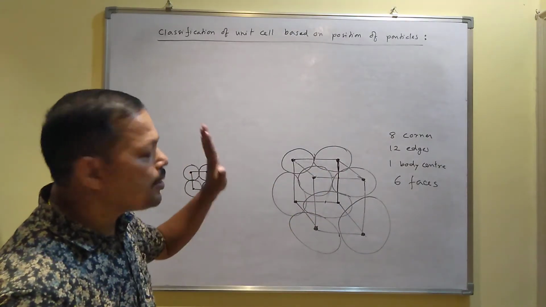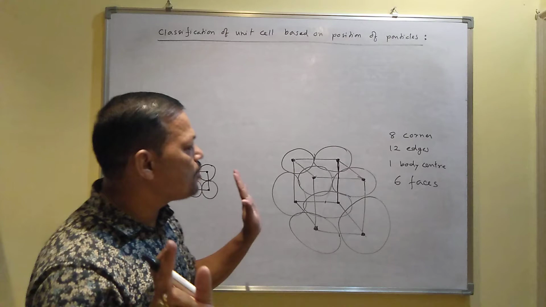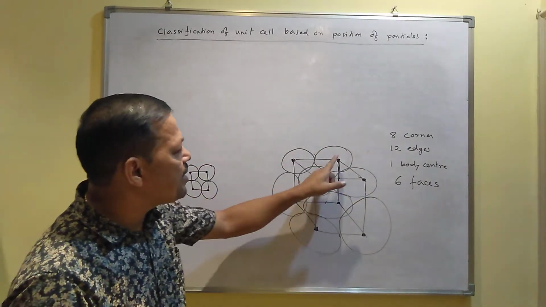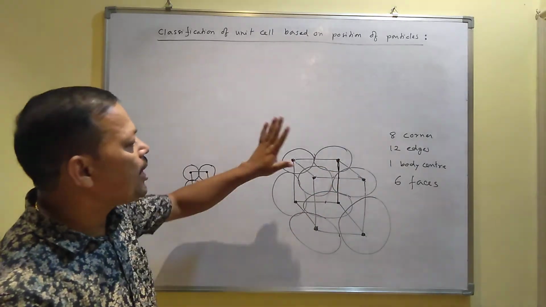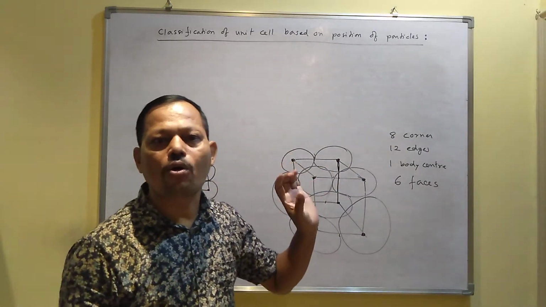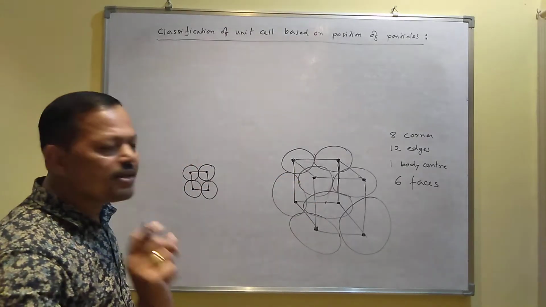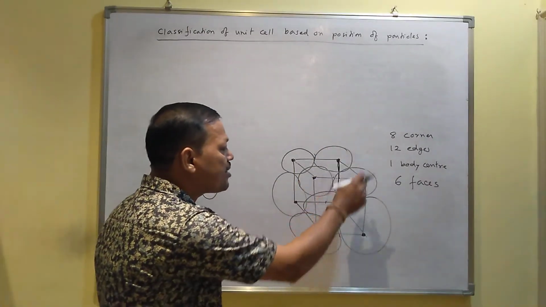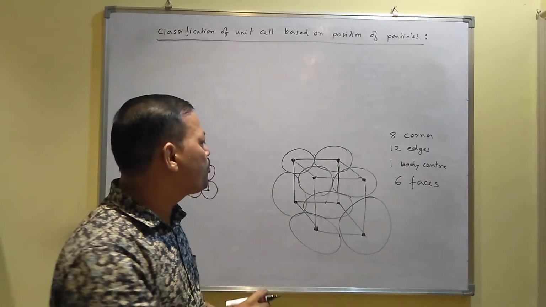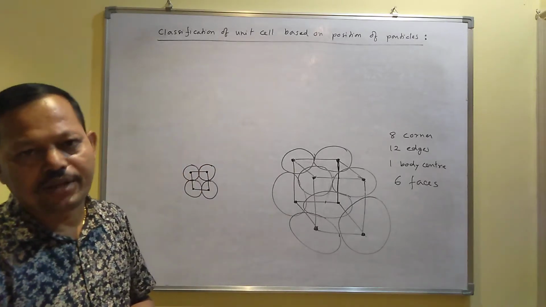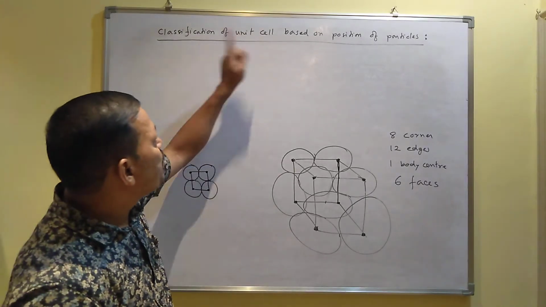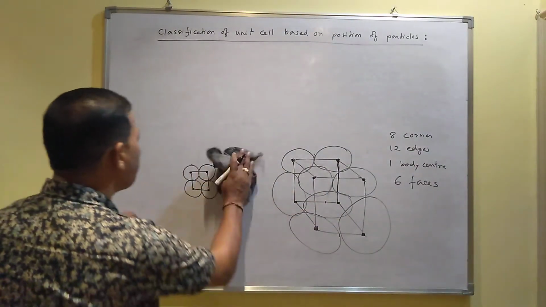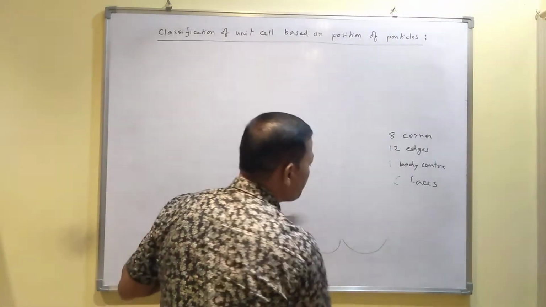If the particles are present only at the corners, not in other positions, the particles may be present in other positions, but if the particles are present only at the corners of the cube, then that type of unit cell is called simple unit cell or primitive unit cell. But there are some unit cells in which the particles are present not only at the corners but also in some other spatial positions. Then that type of unit cell is called non-primitive unit cell. So unit cells you can classify into 2 types based on position of the particle. One is called primitive unit cell and one is called non-primitive unit cell.